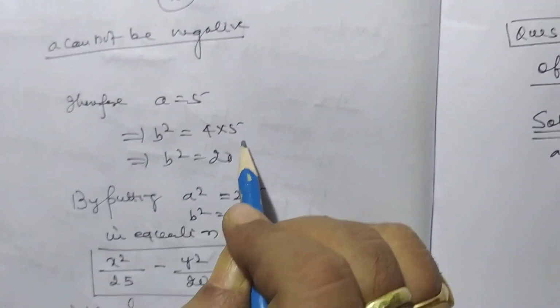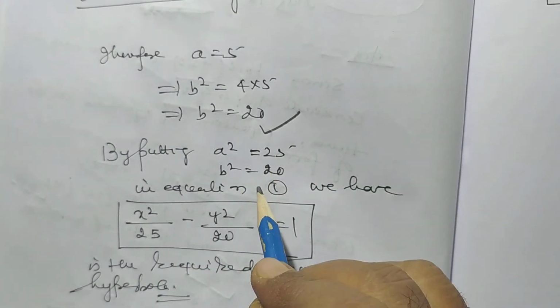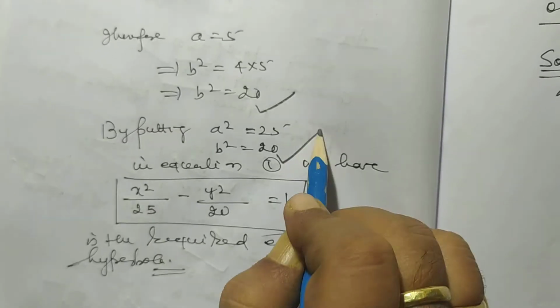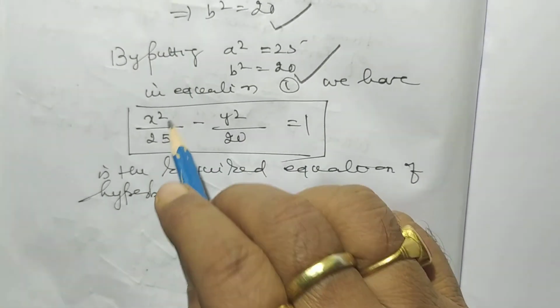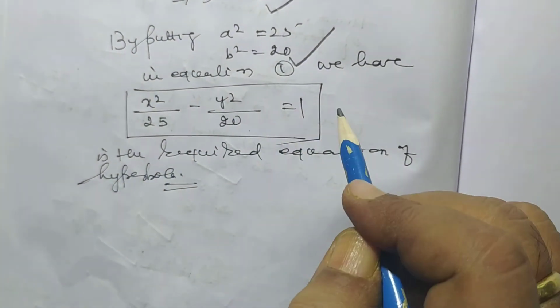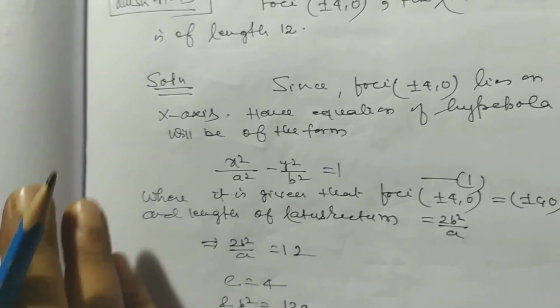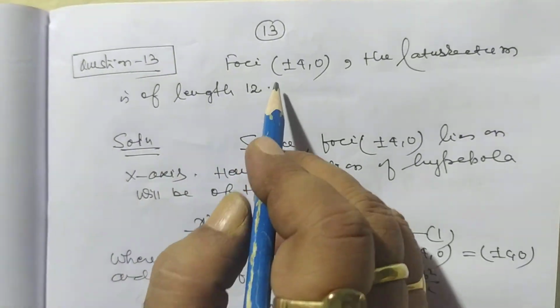B square is equal to 4 into 5, so b square is equal to 20. By putting a square is equal to 25, b square is equal to 20 in equation first, we have x square by 25 minus y square by 20 is equal to 1, which is the required equation of hyperbola. So my dear student, now I want to discuss problem number 13.